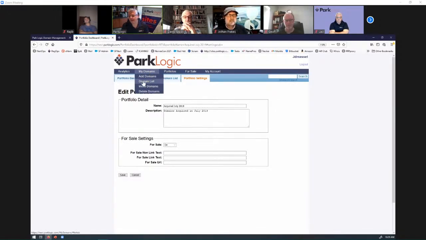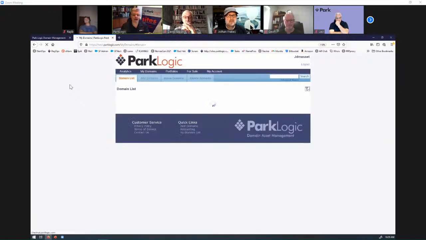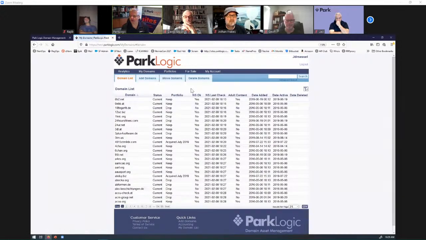Lastly, the domain list lists every single domain in your account, but not only that, it'll tell you, are the name servers correct? When the domain was added to the account, which portfolio it's in. So we're trying to mobilize all the information necessary to help you manage your domains more effectively. Look, that's just a brief overview of the interface. There's a lot more things in there that I could go through if we had a little bit more time.